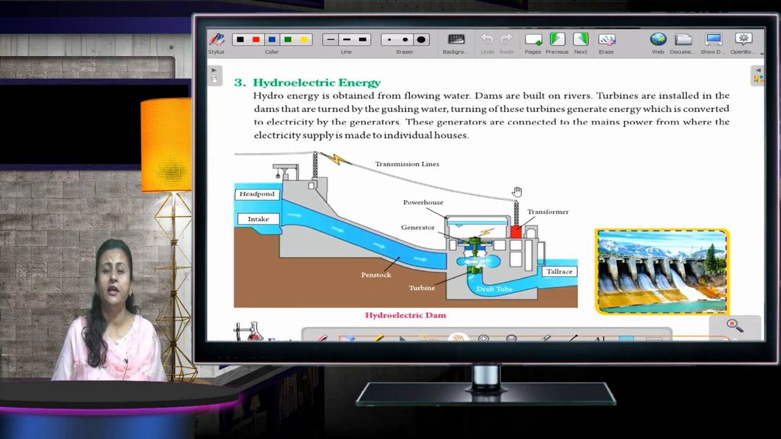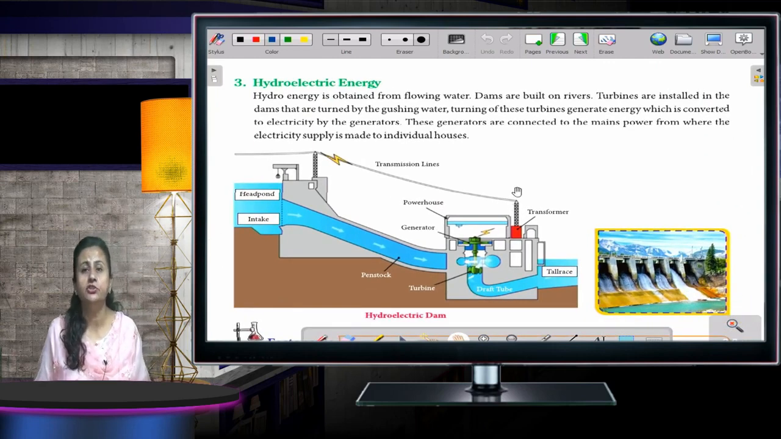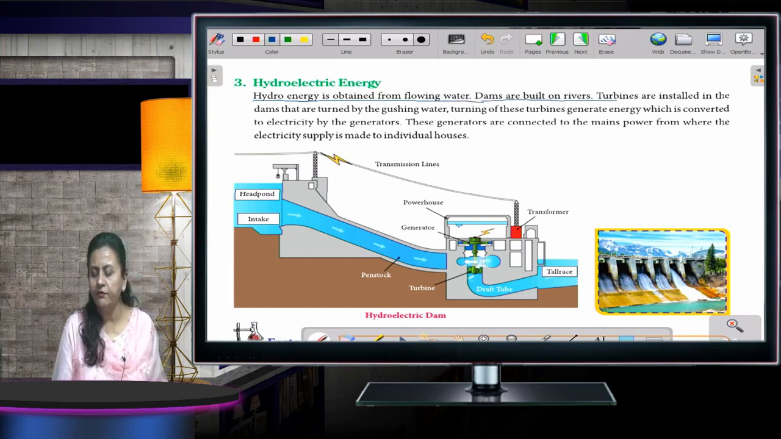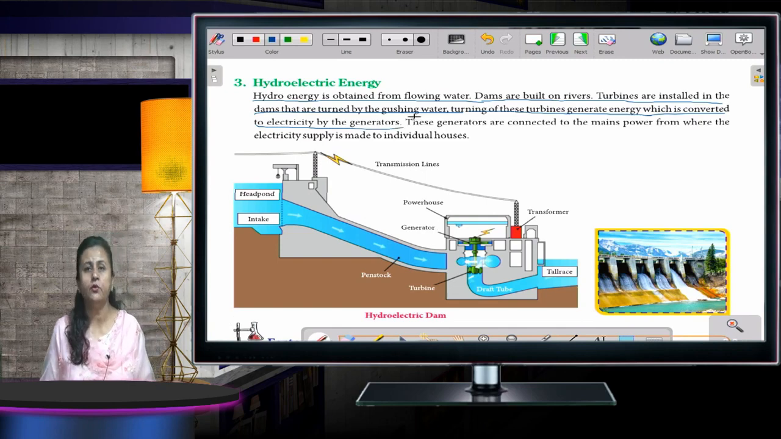Hydroelectric energy. The energy which we are getting from water is known as hydroelectric energy. So hydro energy is obtained from flowing water. Dams are built on rivers. Turbines are installed in the dams that are turned by the gushing water. Turning of these turbines generates energy which is converted to electricity by the generators. The energy which we are getting from the flowing water is used for making electricity again.